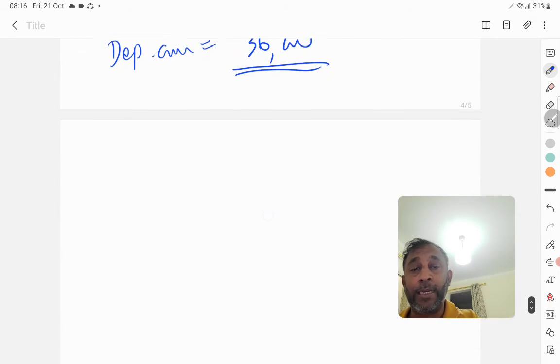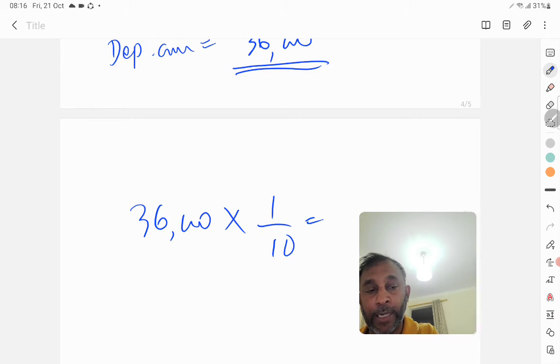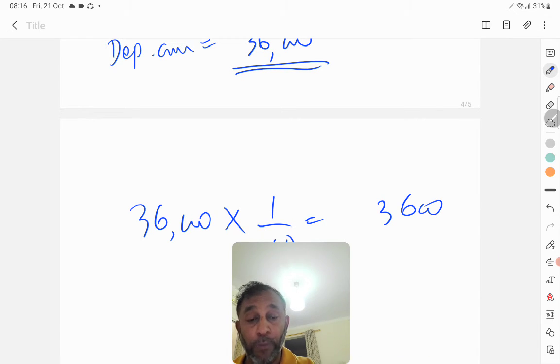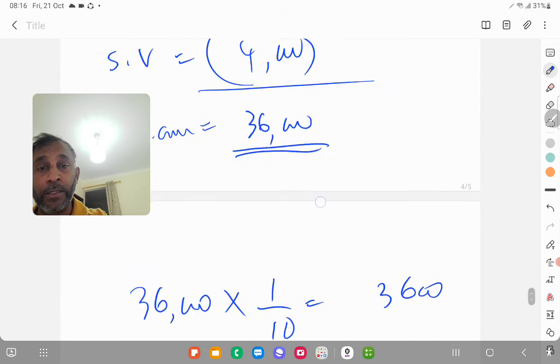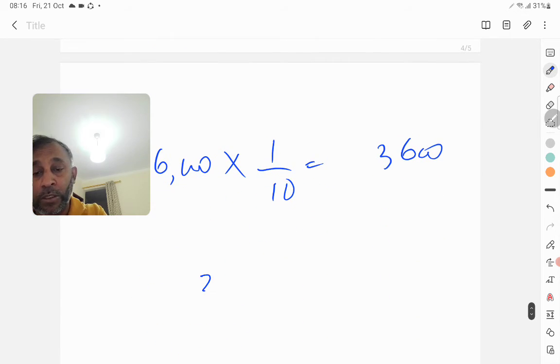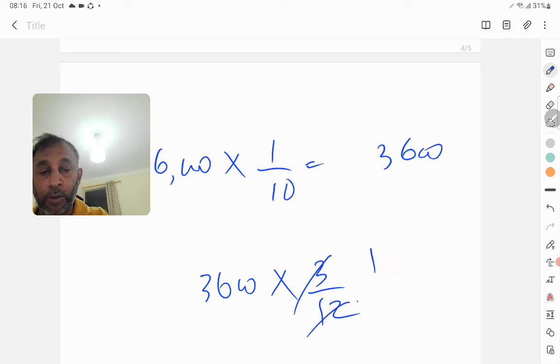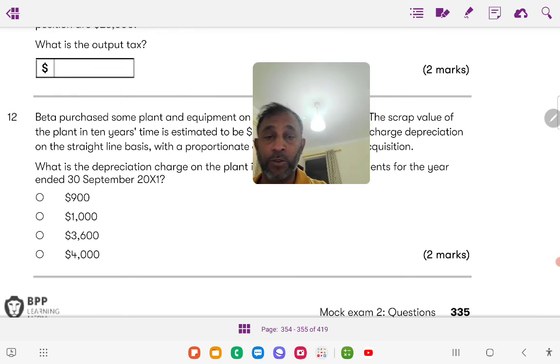Now they follow a straight line method, 10 years time, so 36,000 into 1 over 10, you get 3,600. However, since we charge on a proportionate basis of the actual time period the asset is in use, we have to calculate the number of months here. As we did, that is only 3 months. So therefore 3,600 into 3 over 12. This is 1 over 4. Therefore the answer is 900. So let me see. Yes, you have an answer there.